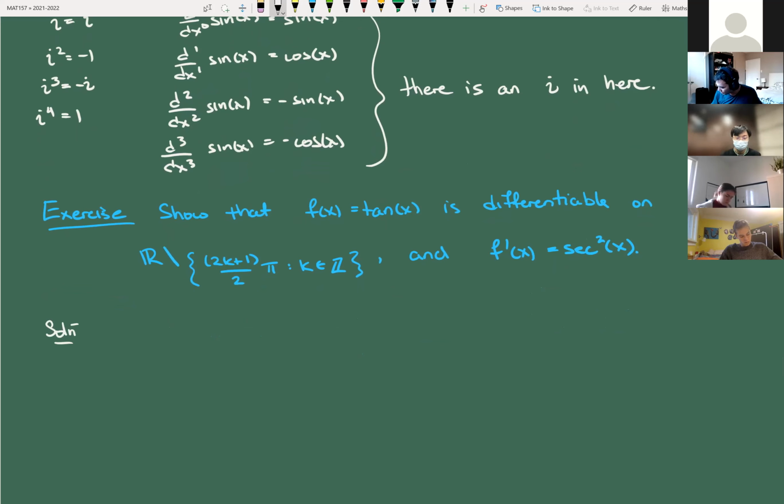Okay, so solution. Let's do f prime of x. And again, to figure out where your function is differentiable, just compute the derivative and see where the derivative is actually defined, right? So that's going to be the derivative of sine over cos.